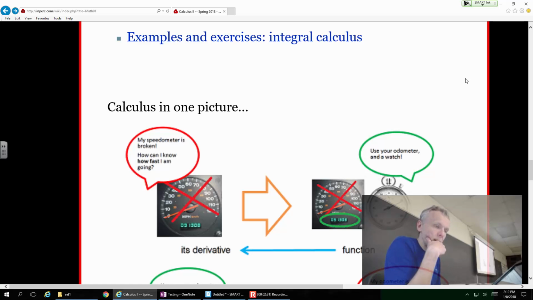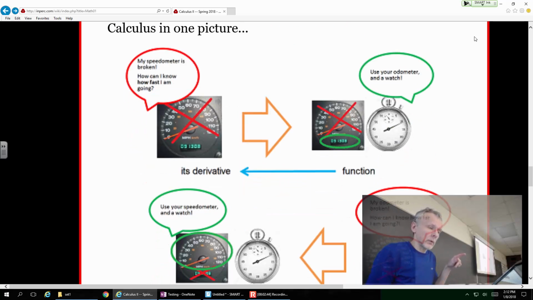So let's see, going from right to left, we want to know how fast we're moving, even though our speedometer is broken. How do you do it? You just record your location as often as you can, and then carry out this little computation of calculus to find the velocity. You will end up with the average velocity. So what is the average velocity?